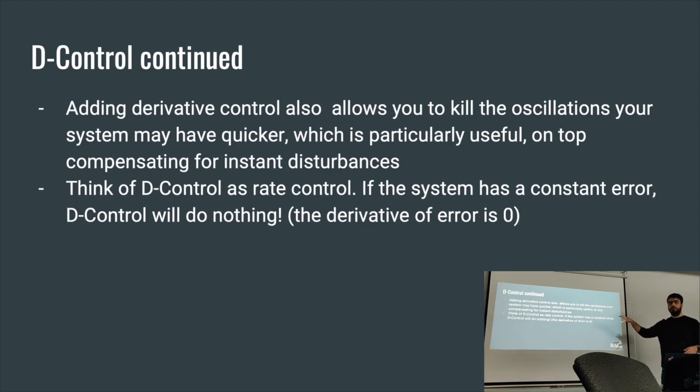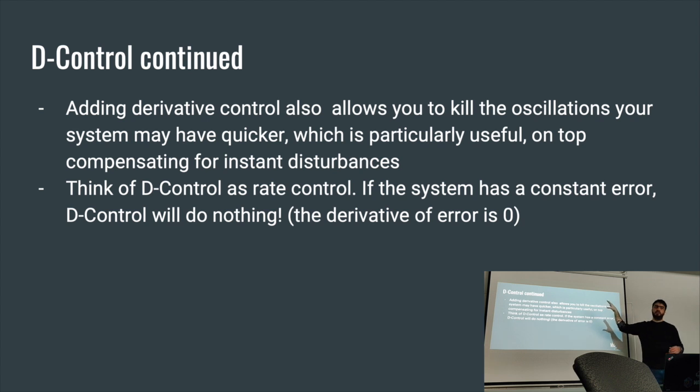Adding derivative control also allows us to kill the oscillations that the system may have a lot quicker. When you have P control, you do have oscillations. When you add a derivative controller to it, you're able to kill those oscillations faster, so you can get better performance of your system, right? You can get a nicer turn going with your car. On top of that, it's also useful for compensating for instant disturbances. If your car hits a bump and misaligns, or if some dude kicks your car and it misaligns, it can respond to those events and correct for itself a lot faster.